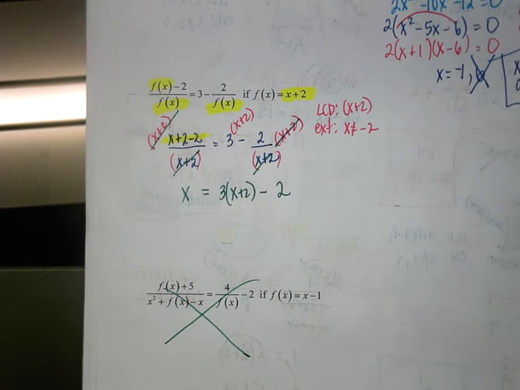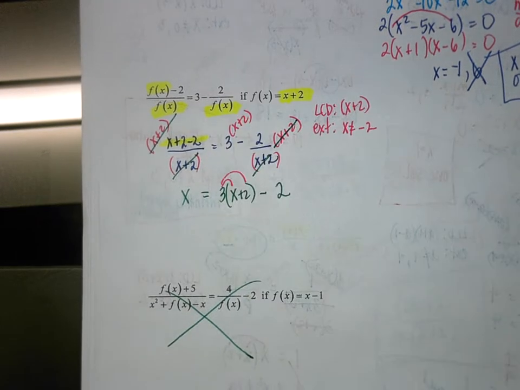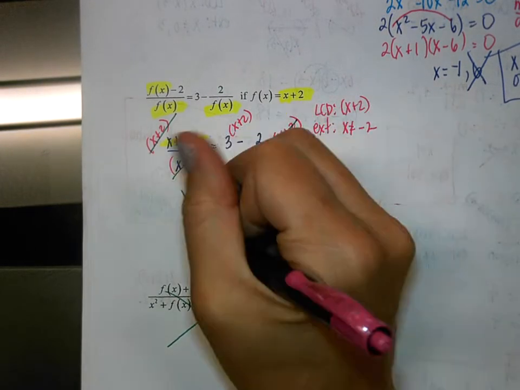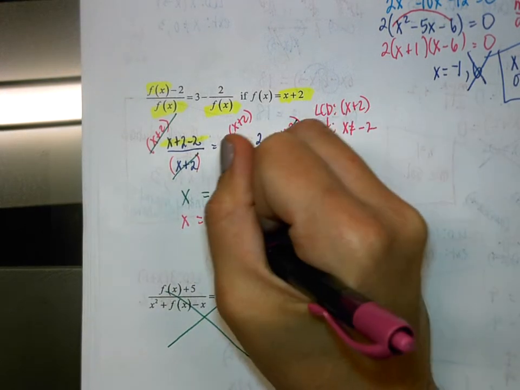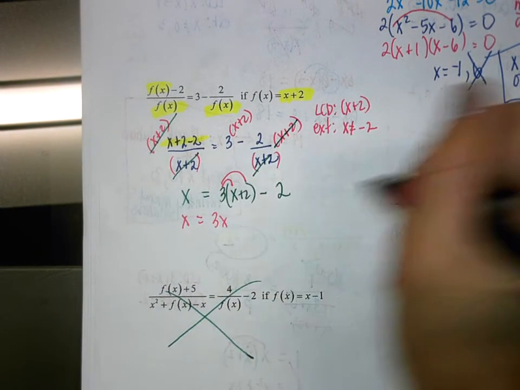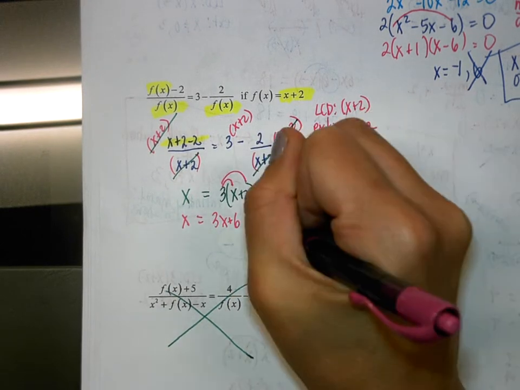Okay, and so now we're going to solve. We do that by doing what first? Good, we can do both at the same time. We also need to distribute. I'm going to leave the x here for just 1 minute. 3 times x is 3x. 3 times 2 is 6. And then I still have my minus 2.